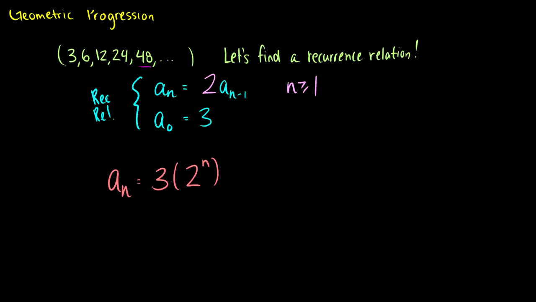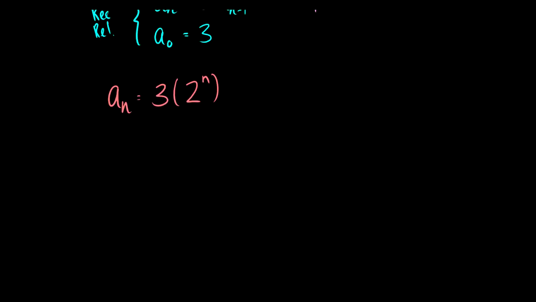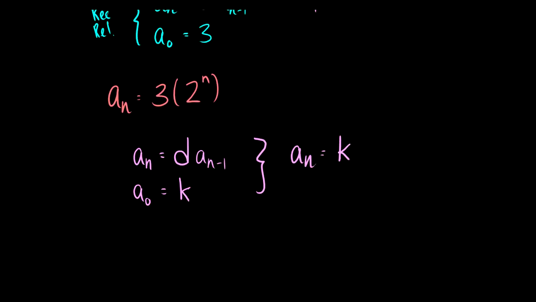So here's how geometric progression solutions work. These are unique because these are fairly straightforward ways to solve these relationships. These are very nice. If we have a relation a_n is equal to d times a_(n-1), where d is just our constant, and a_0 is equal to some number k, then we can summarize this formula as a_n is equal to k times d to the n.